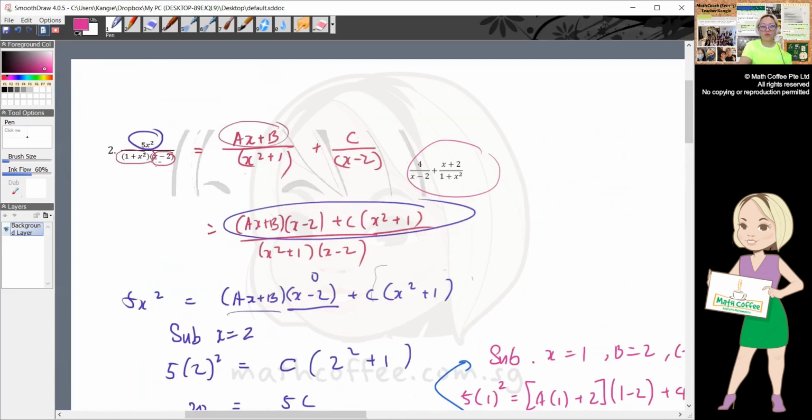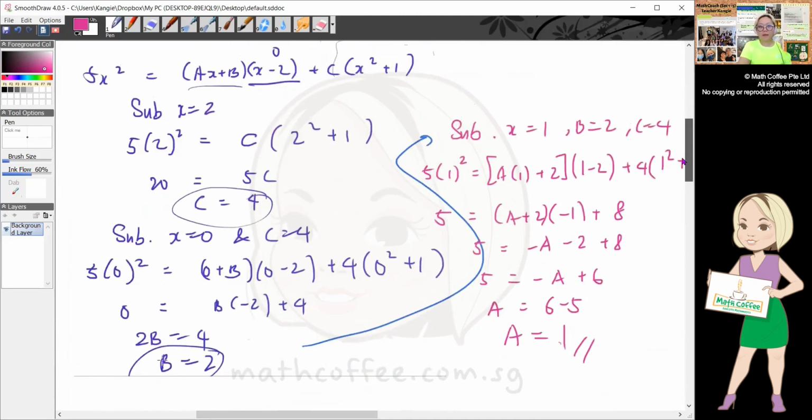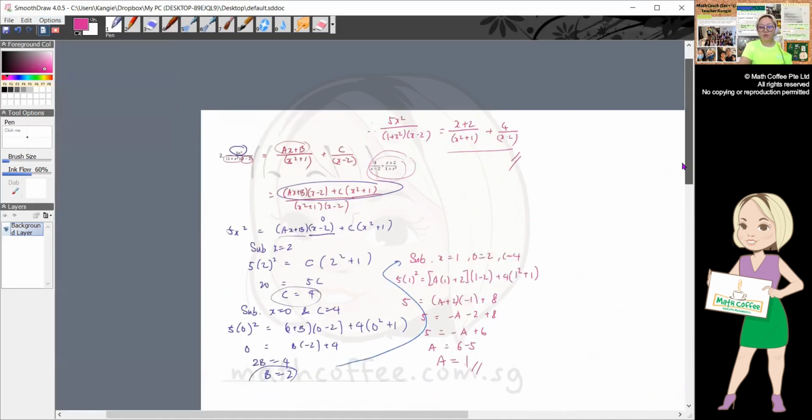That's why we will say, oh, so therefore, 5x squared over (1 plus x squared)(x minus 2) is equal to my ax plus b over x squared plus 1, right? So my a was 1, my b is 2. So ax plus b means x plus 2 over x squared plus 1. And my c was 4, so plus 4 over x minus 2. So it's exactly the same as mine, but in the other direction. So this is the answer for question number 2.